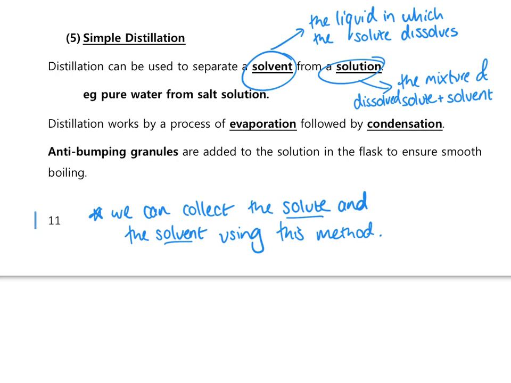So distillation works by a process of evaporation followed by condensation. So our water molecules are going to evaporate, be passed through into a condenser, and then condense back to form water again.